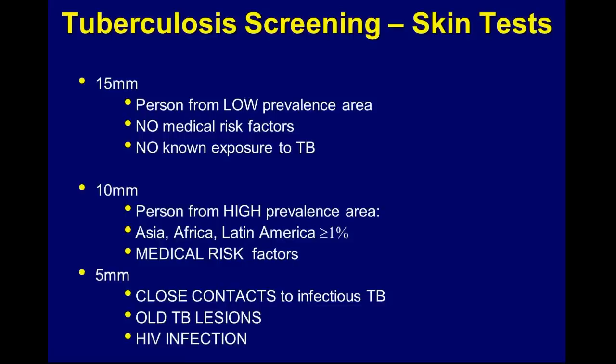Also, a reaction of 15 millimeters or above is almost always tuberculosis. No other mycobacterium will give you such a pronounced reaction. So if you see any reaction of 15 millimeters or above, it's almost always TB. How come we don't give the BCG vaccine in this country?